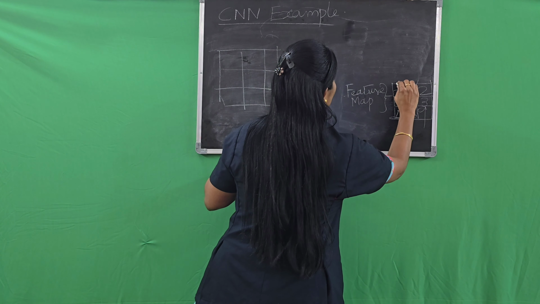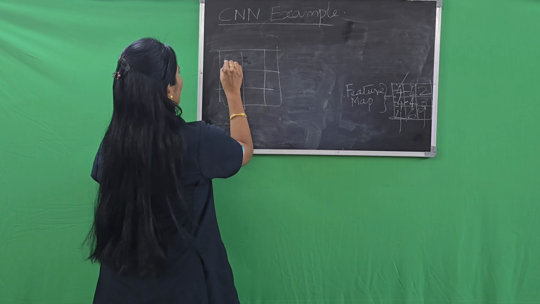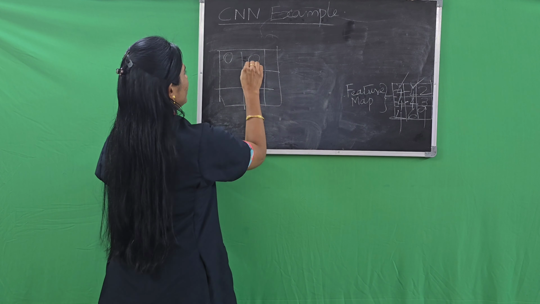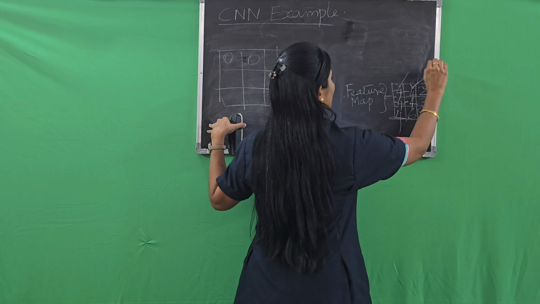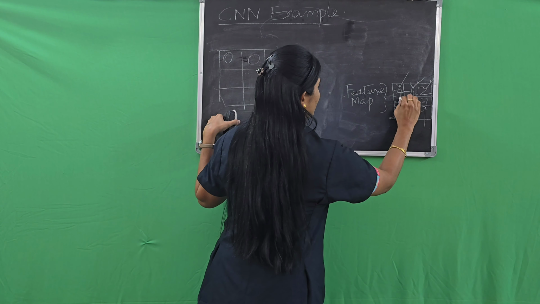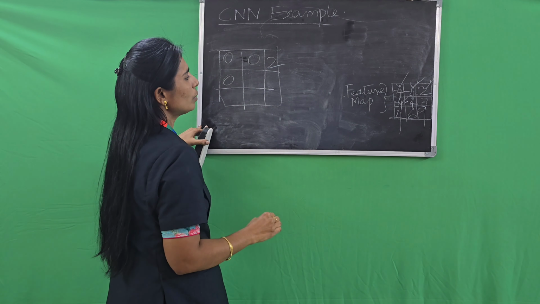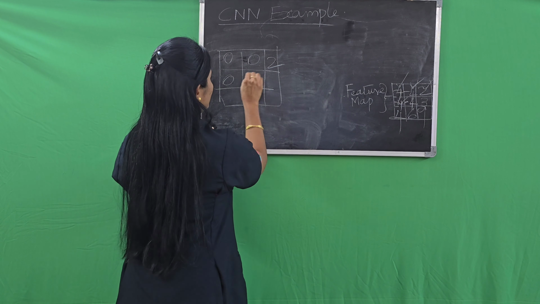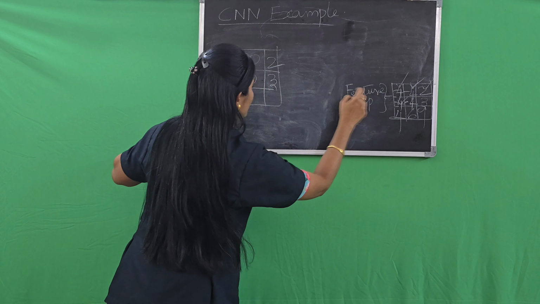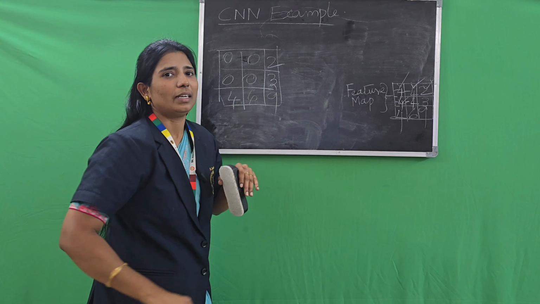Here the first value is minus 4, so it is replaced with 0. Second value also minus 4, it is replaced with 0. Third value is plus 2, so you can write 2 here. Then the next value is minus 4, it is replaced with 0. Then minus 4 replaced with 0. Then plus 3, write 3 here. Then plus 4, write 4. Then you can write 6 and 9.